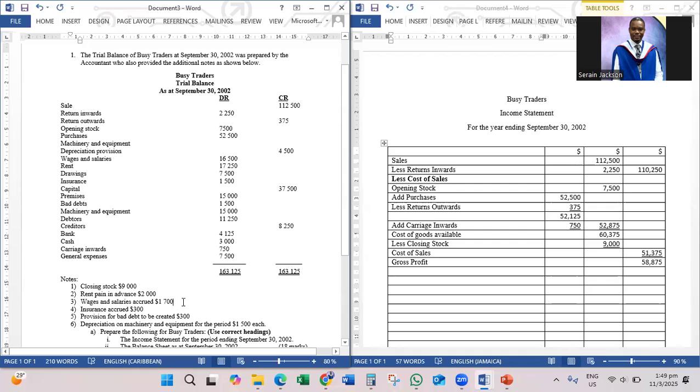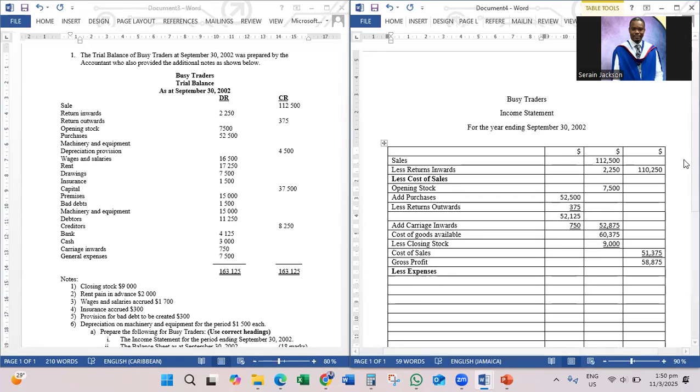So wages and salaries, insurance, provision for bad debt to be created. So that means that provision for bad debt has increased. So there are no revenues to be added. You don't have to put this in, but if you had a revenue, you would add it there, but there is none. You get what I'm saying? So let's move to the expenses section now. Less expenses, that is our next heading.